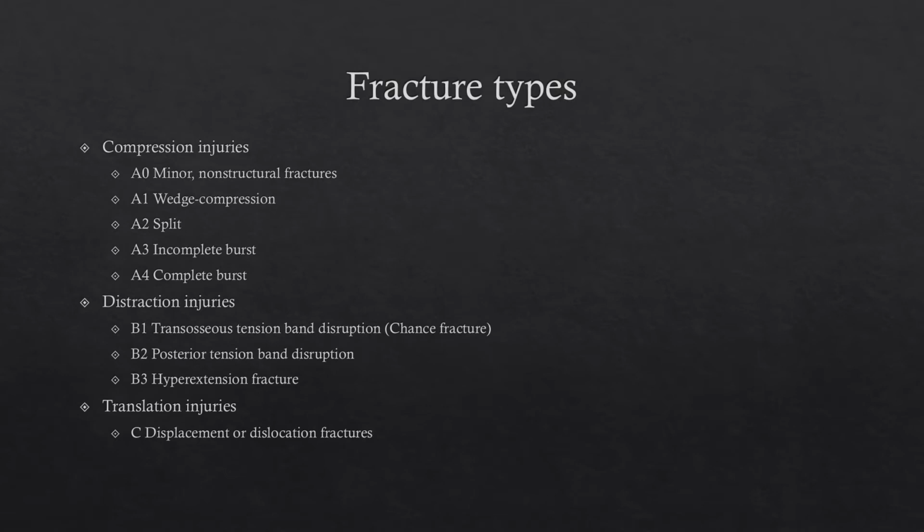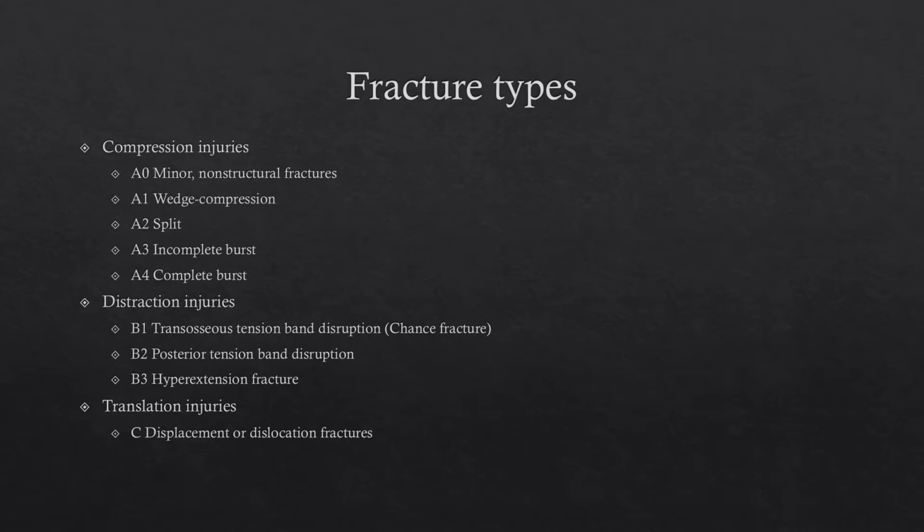Broadly, there are three different fracture types in this classification scheme: compression injuries, distraction injuries, and translational injuries. Compression injuries are further divided into A0, minor non-structural fractures, A1, wedge compression fractures, A2, split fractures of the vertebral body, A3, incomplete burst fractures where you have a fracture of a single end plate with retropulsion, and A4, which are complete burst fractures with fractures of both end plates.